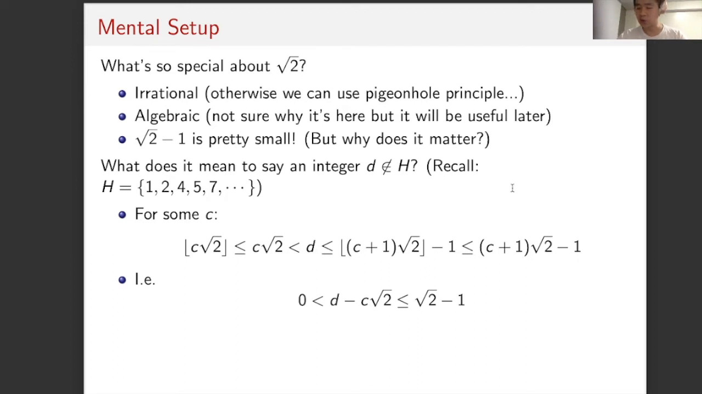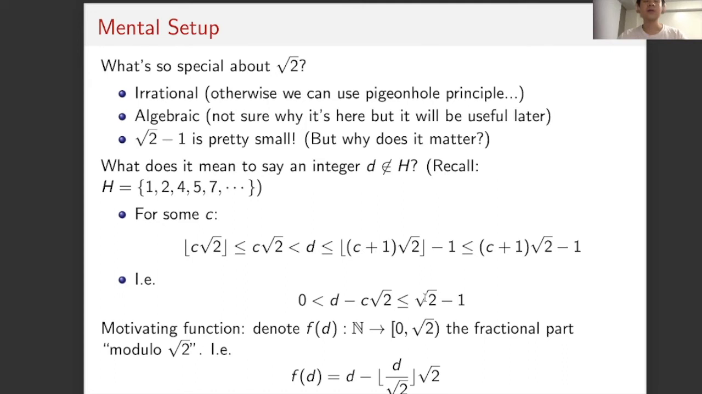So if you arrange this whole thing, what you will see is that 0 is less than d minus c square root 2, and this thing is less than or equal to square root 2 minus 1. So now this motivates us to define what we call the fractional part modulo square root 2, meaning that f of d. So now let's consider this definition.